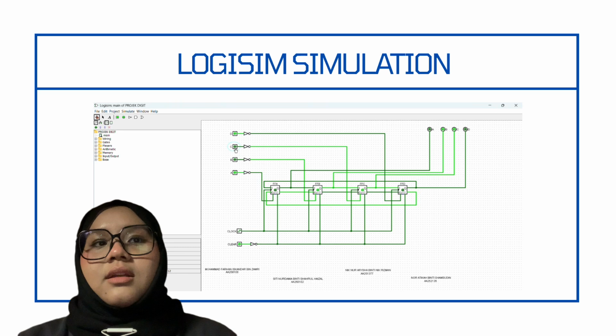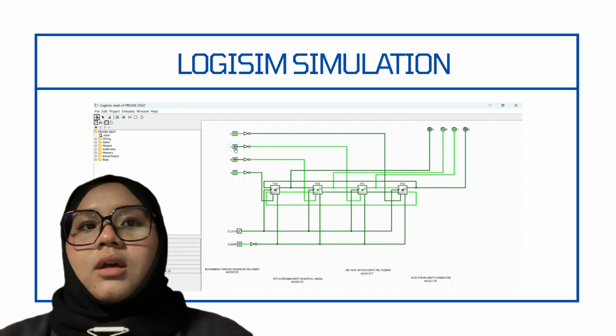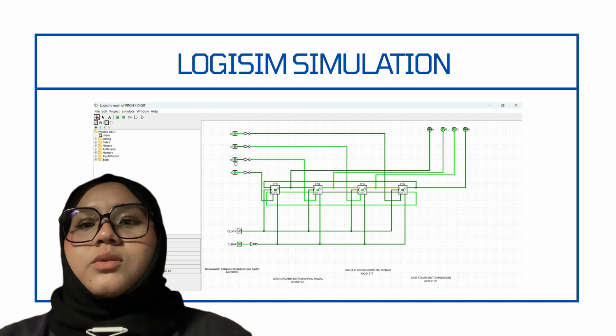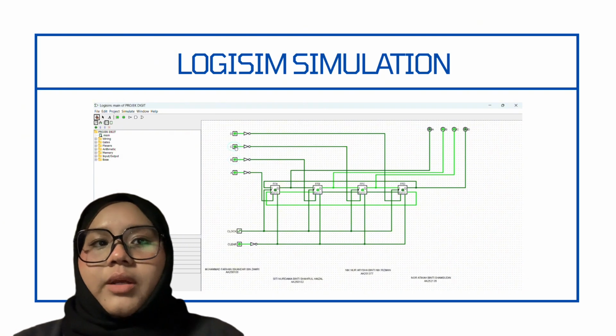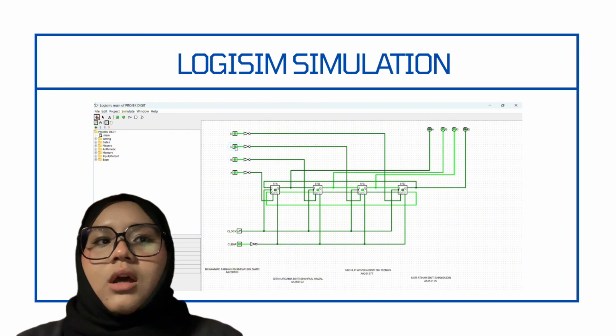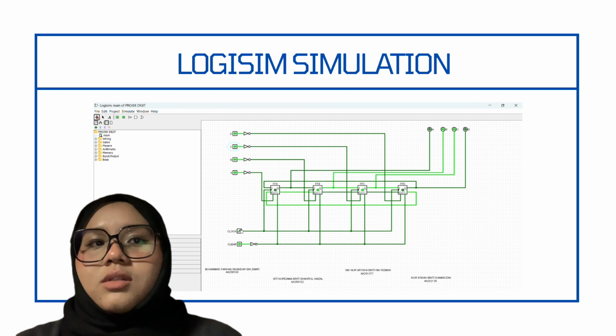For line number 10, inputs A and D are set to 1, and the clear input is also set to 1. For line number 11, all inputs and the clear input are set to 1. After applying one clock pulse, only outputs C and D became 1.